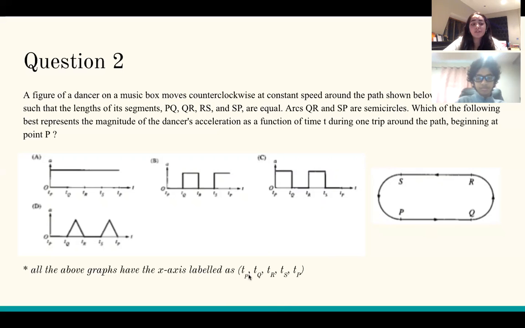Also, just a key note, the diagrams here are not so clear, so the labels are T sub P, T sub Q, T sub R, T sub S, and again, T sub P right at the end. And we will give, again, just 5 seconds to give this a shot, and we'll come back with the answers.